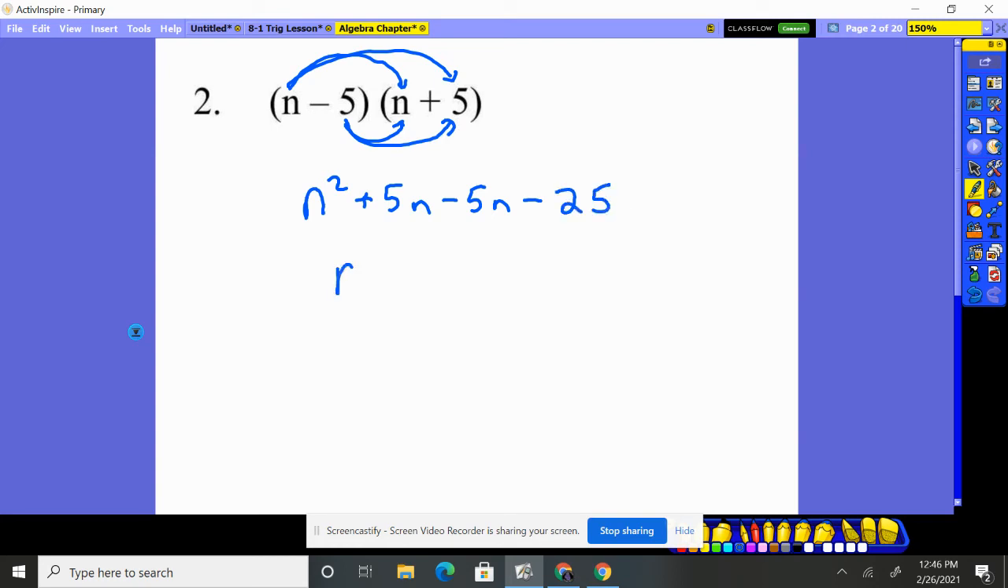Notice this time when we put the pieces together, gain 5n, lose 5n, it goes away. And we're left with the answer of another binomial, n squared minus 25. This is called a difference of squares. When this center part cancels out, because notice you're doing an n minus 5 times an n plus 5, you're going to get this centerpiece going away, and you'll get an answer like this of n squared minus 25.